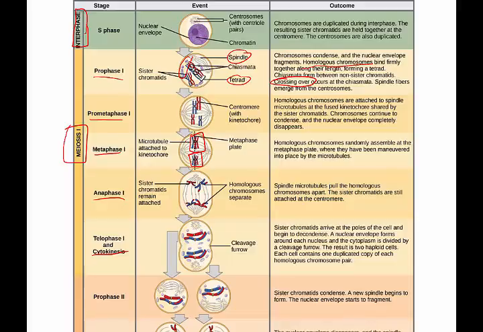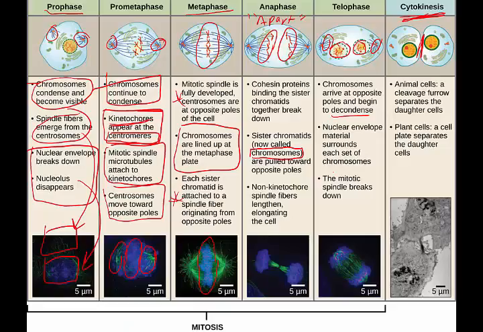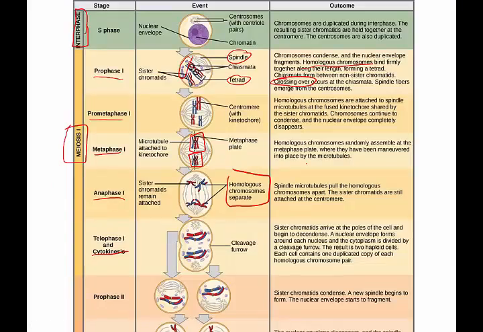In anaphase 1, since we've had homologous pairs line up instead of sister chromatids in a single file row, here we have homologous chromosomes separating. In anaphase of mitosis, we have sister chromatids being pulled apart. So again, anaphase of mitosis, sister chromatids are pulled apart. Anaphase 1 of meiosis, homologous chromosomes are pulled apart.